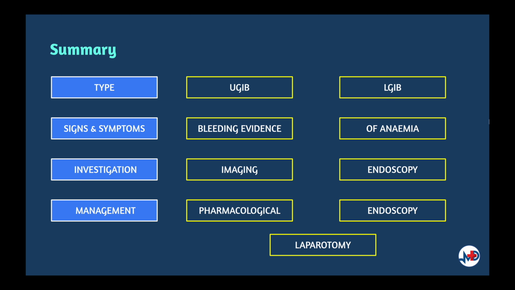Let's recap. Gastrointestinal bleeding can be divided into two, which is upper and lower gastrointestinal bleeding. In upper gastrointestinal bleed, the site of bleeding is proximal to the ligament of Treitz. However, in lower gastrointestinal bleed, the site of bleeding is distal to the ligament of Treitz. First, one should identify the signs and symptoms of gastrointestinal bleeding, as this tells us the possible site of bleeding as well as the severity or extent of bleed.